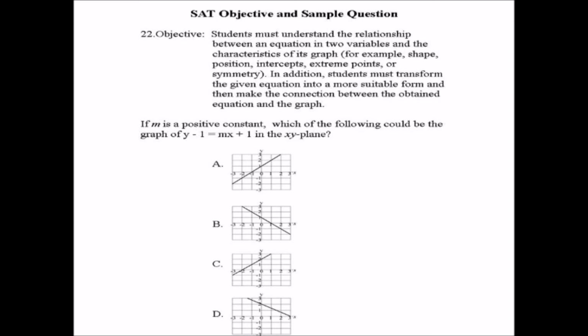Number 22. If m is a positive constant, which of the following could be the graph of y minus 1 is equal to mx plus 1 in the xy plane? A, B, C, or D? Circle the correct response. So simply use the equation they gave you there and write it in the form you need it, and then you'd be able to look at it and find information that can help you to work this. It's an easy problem. Got it? You should have the answer by now.